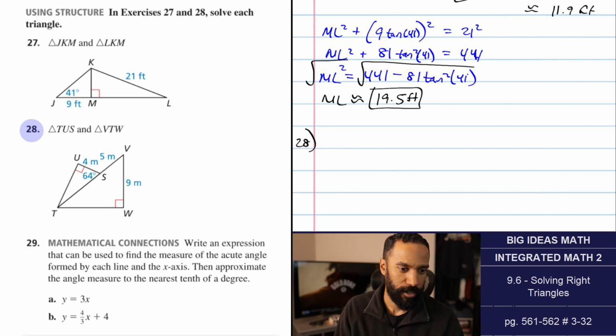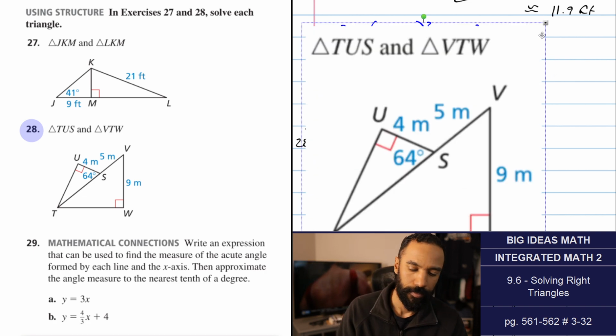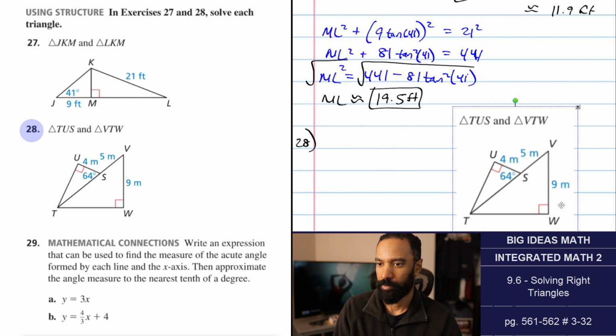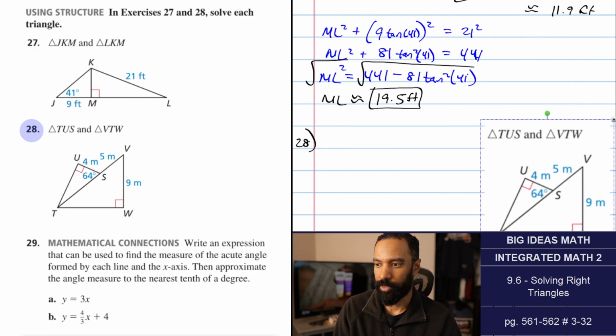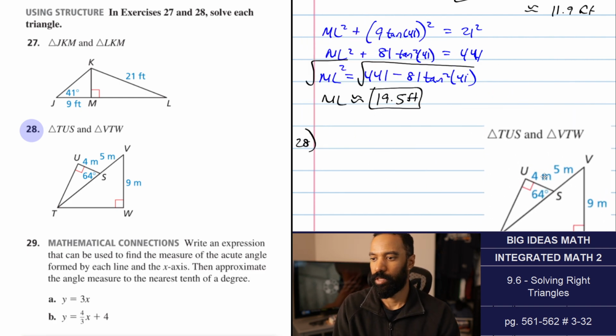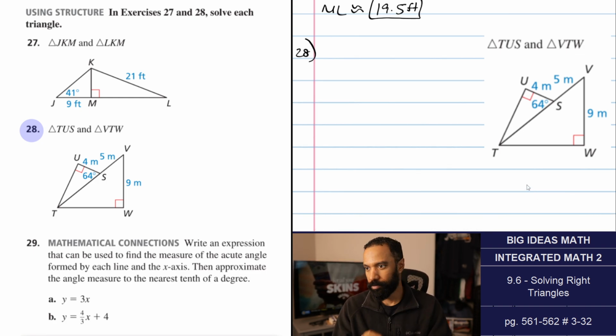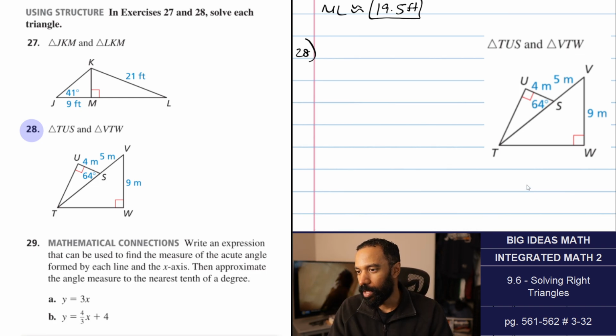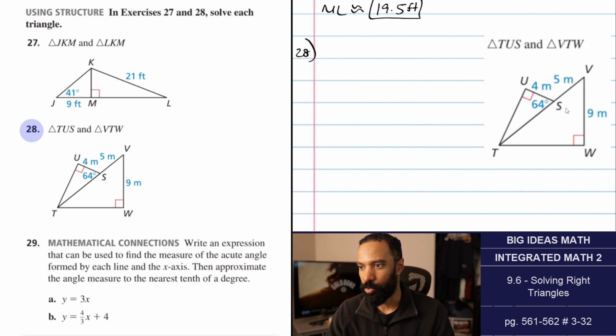Number 28. Triangle TUS and triangle VTW. Let's solve them. I'll leave it over here this time. Feels better. All right. I want to use this UT at TUS triangle first. I have the 4 and the 64. This is partial here, and I don't have any angle measures.